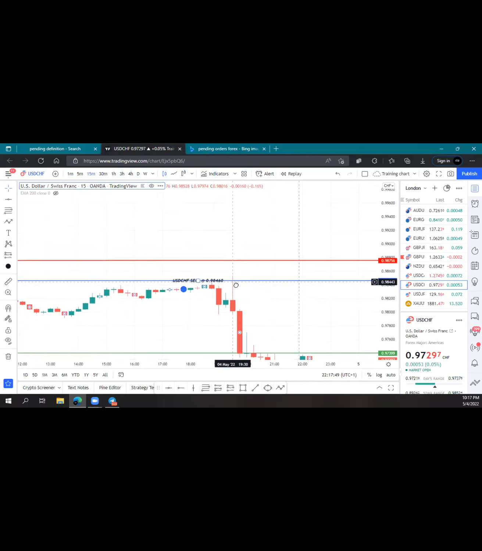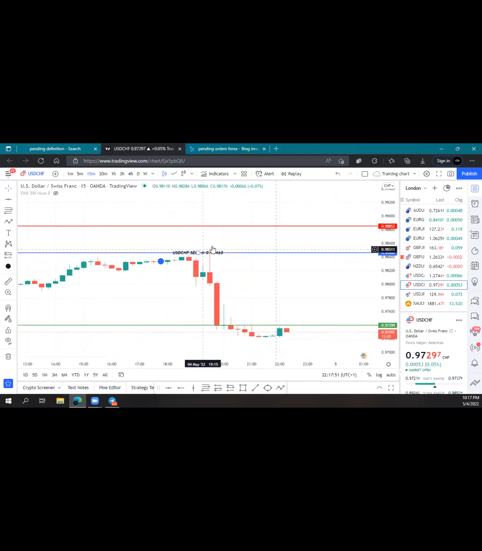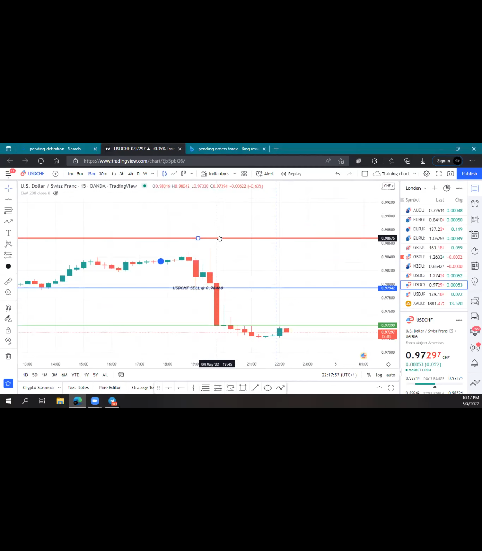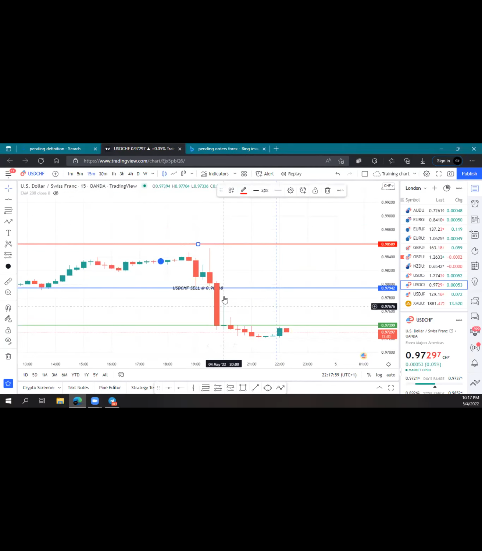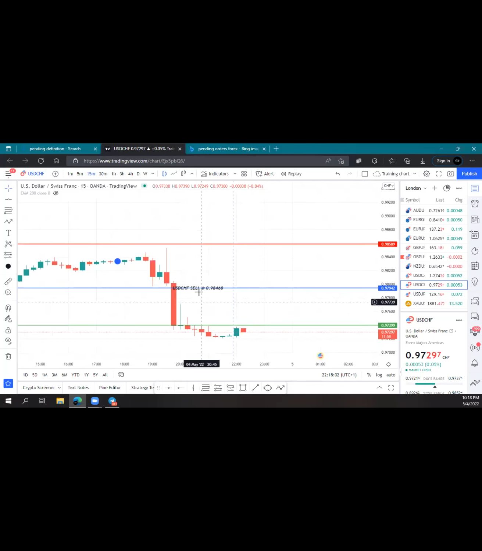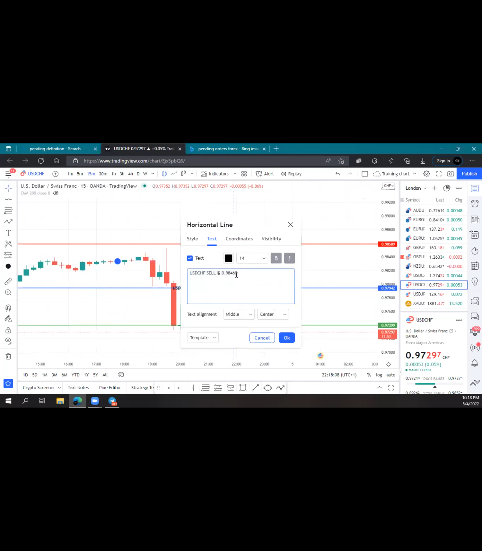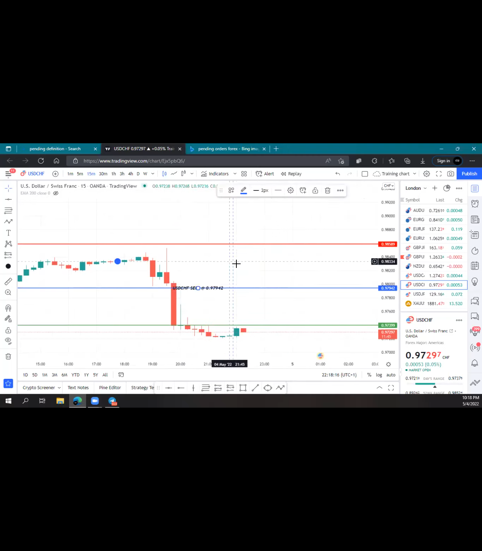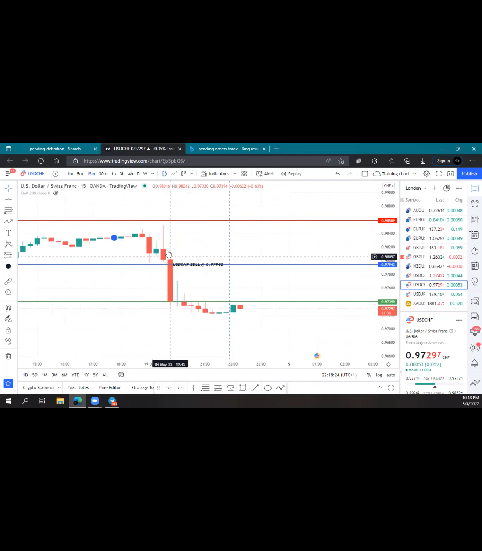Now look at this. Something like this. Let's say our sell is now 0.97942. This is where we're supposed to sell at. This is take profit, right? This is stop loss, right? When we're selling, stop loss is above, right? Take profit down because the market is supposed to come down. So now this is it.